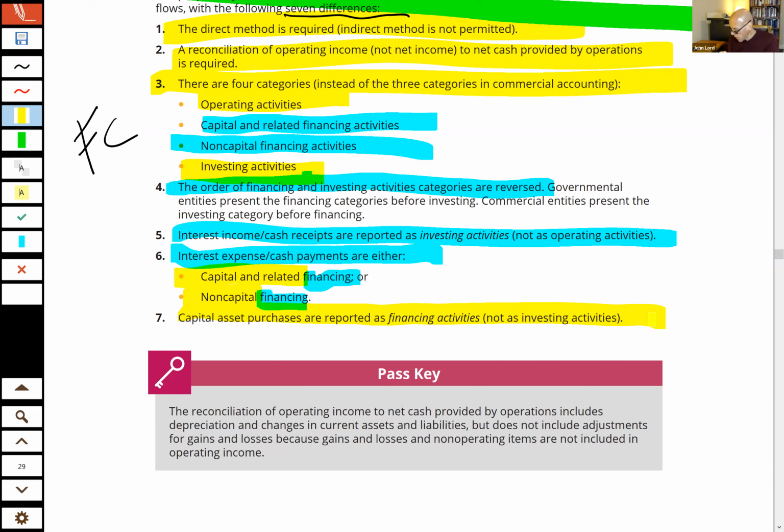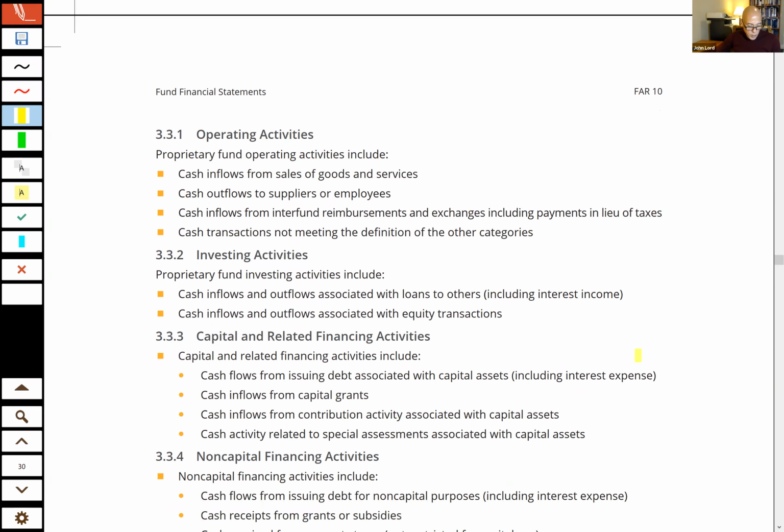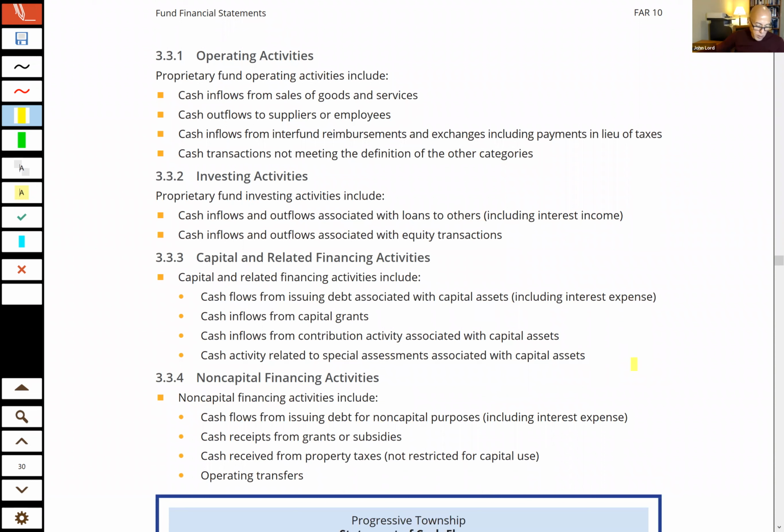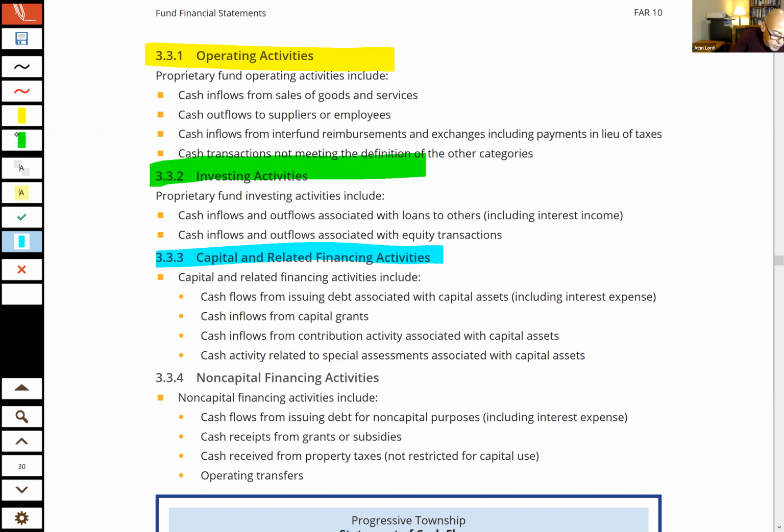So if you get that dreaded statement of cash flows for an enterprise fund, let's say, do not panic. Just calmly pretend like you're preparing one for a commercial enterprise, but you'll have this flashcard of these 7 differences. Now, it is important and unfortunate that you need to flashcard this whole thing right here, the nature of things that go into the different categories here, guys.